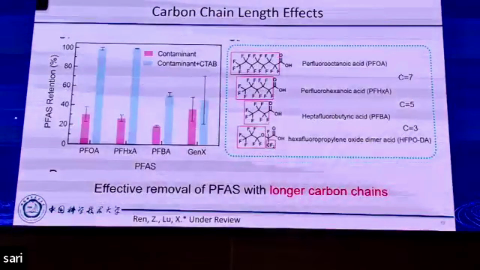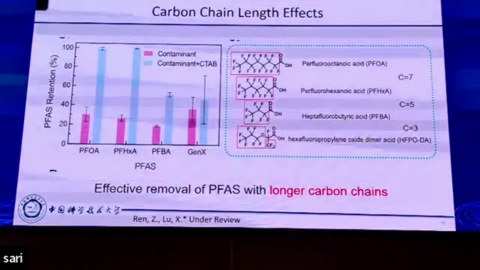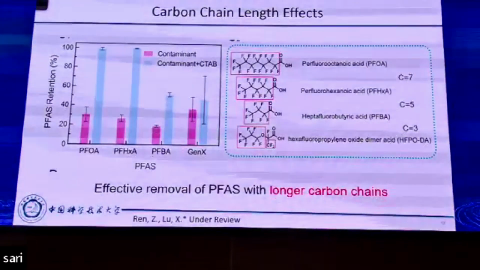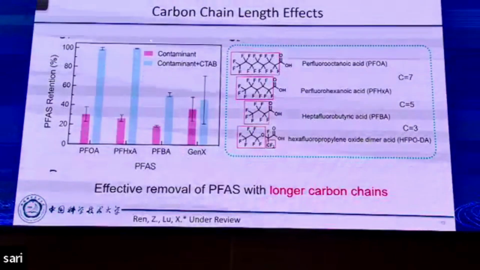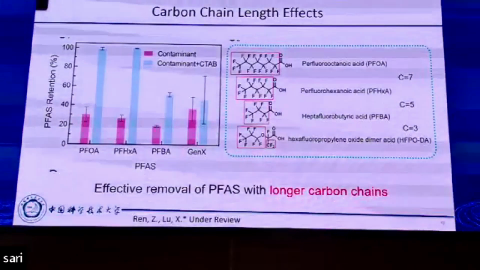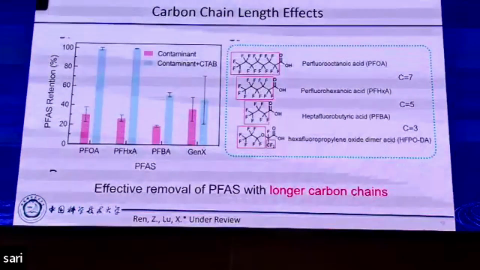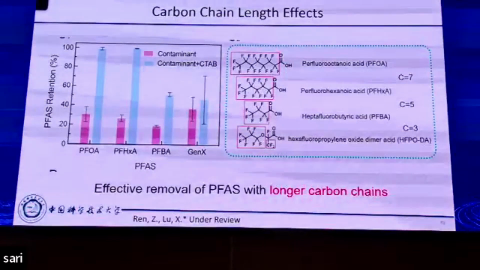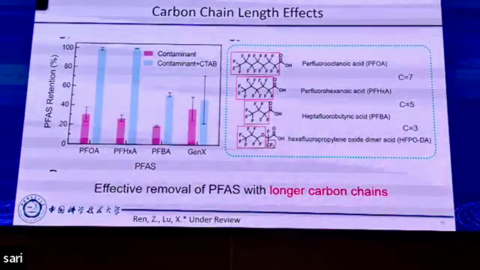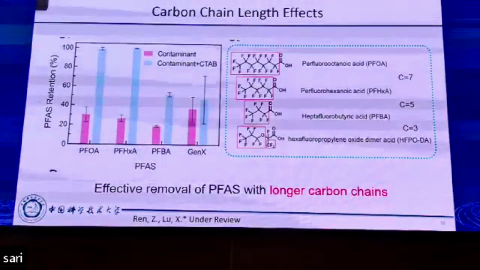After that, we also did further evaluation on the carbon chain effect. We used a range of PFOA-type molecules. We can see that for molecules with carbon chain numbers larger than 5, we can achieve near complete rejection. If we further decrease the carbon chain to 3, or even use some of the new PFAS molecules, the rejection is not as expected. This shows that the effective removal of PFOA in our system is largely determined by these long carbon chains.